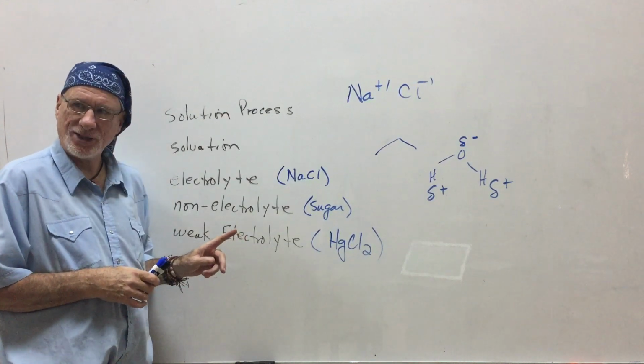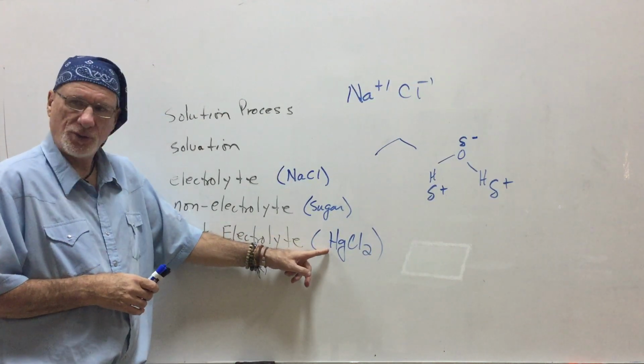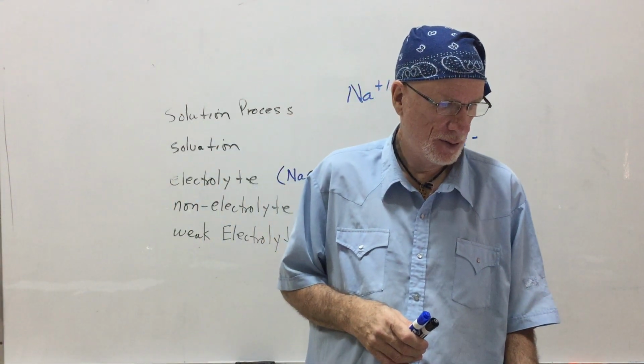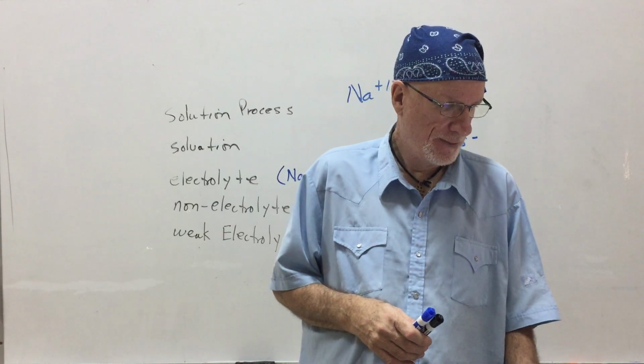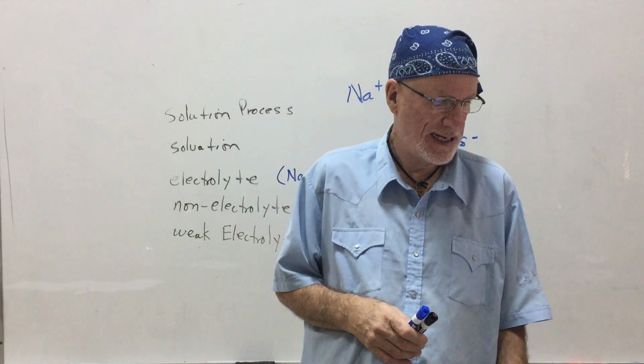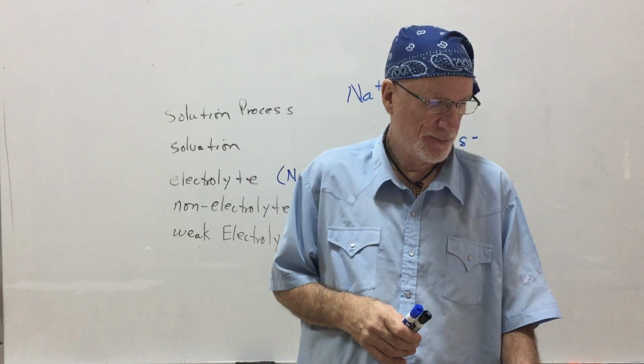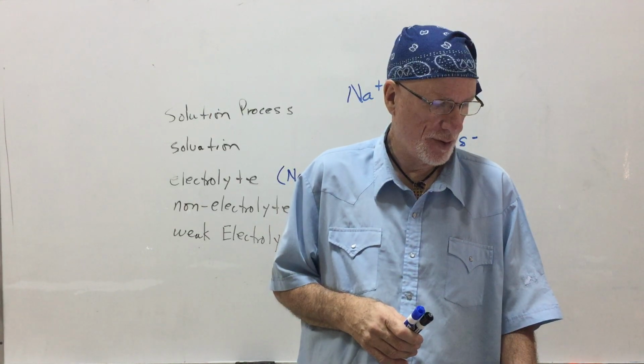A weak electrolyte would be mercury 2 chloride. And in the book, there's a great picture that shows you that, and it's figure 15.10, conductivity of solutions. And that's really what I'm going over right now.